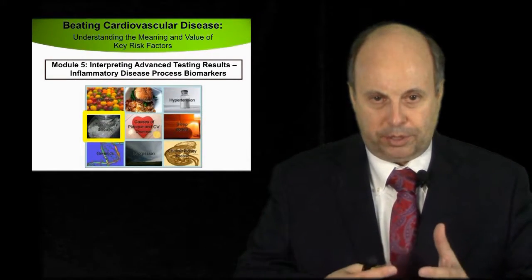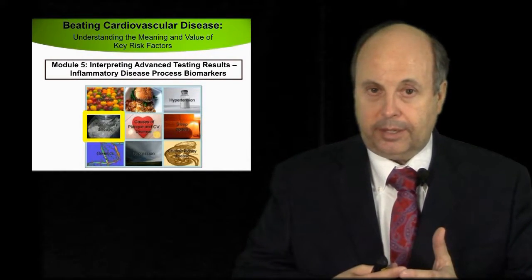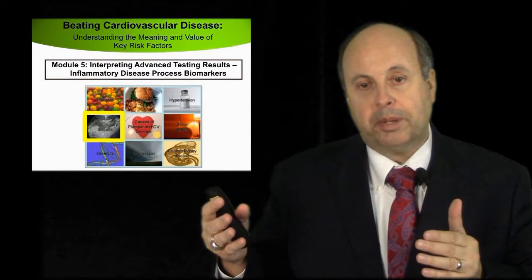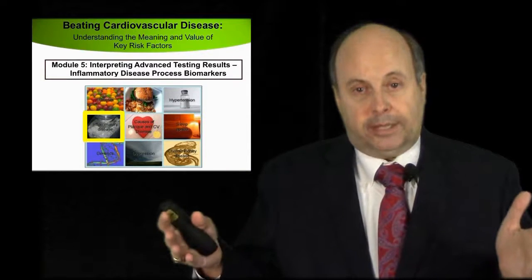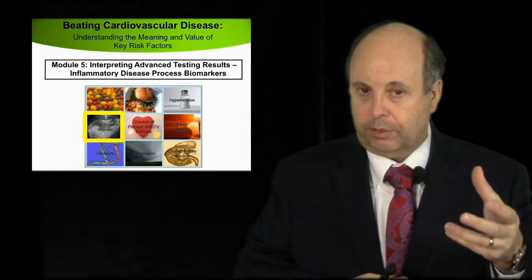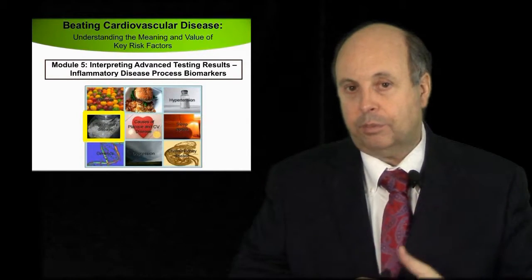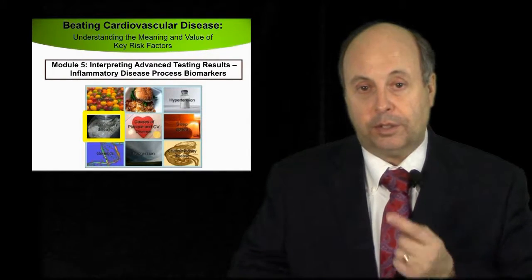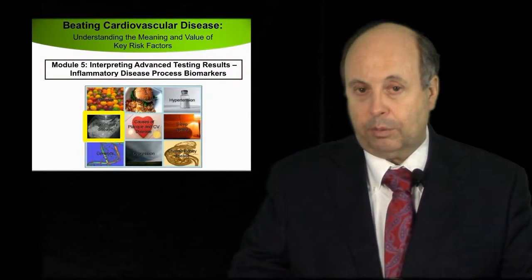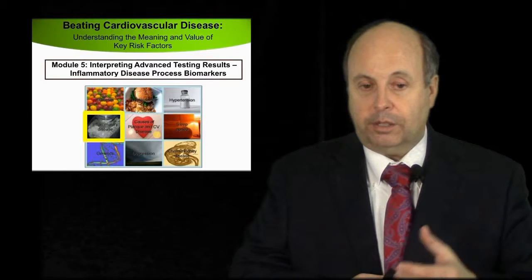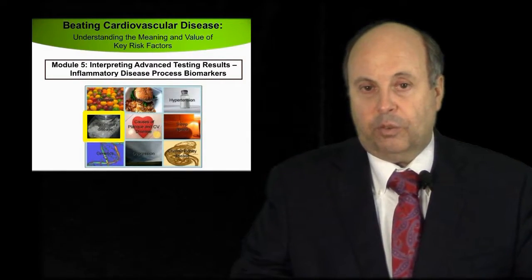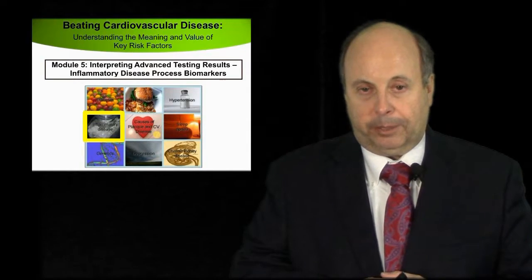hsCRP measurements and fibrinogen. Now, hsCRP is a measurement of the inflammatory state occurring in the patient. Generally speaking, it's an extremely accurate measurement of what's going on in the blood vessel as far as inflammatory status, with the exception of the patient who has an infection or a recent trauma. So if your patient has not had a recent infection or recent trauma, you can count on this hsCRP being a very reliable measurement of the inflammatory state.